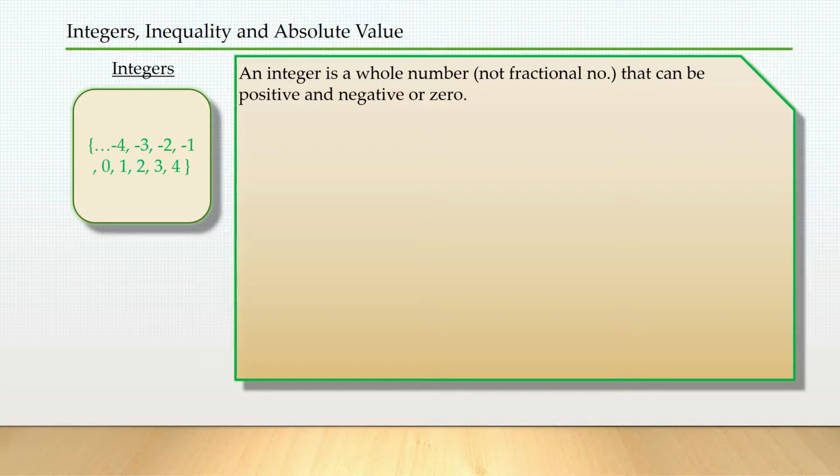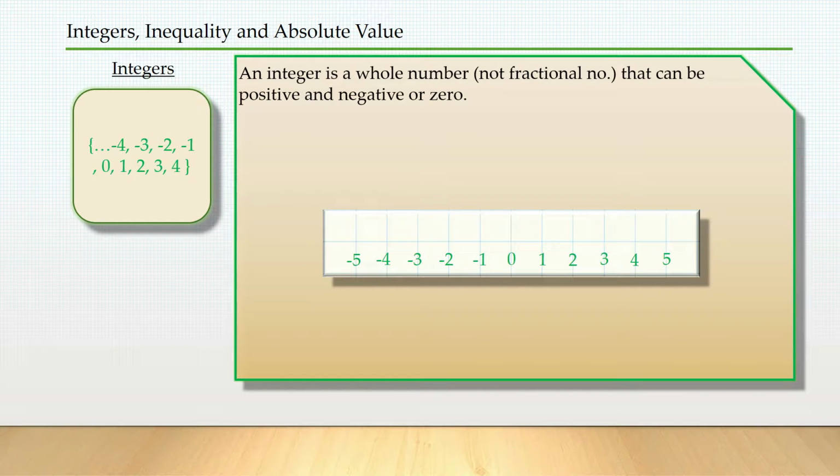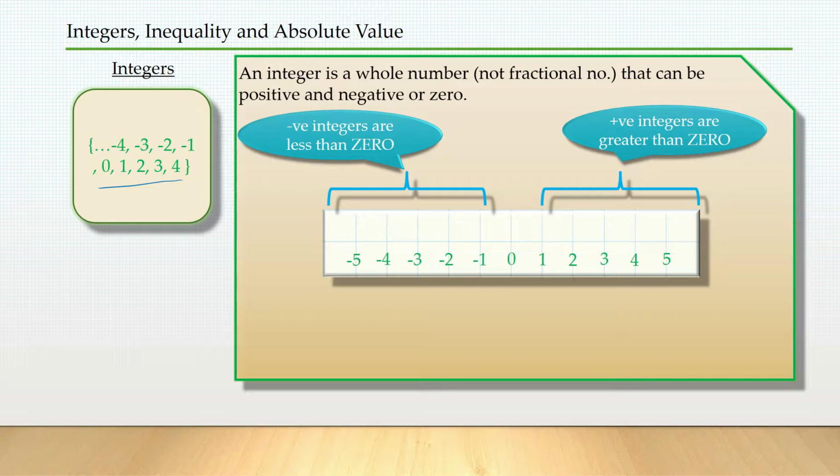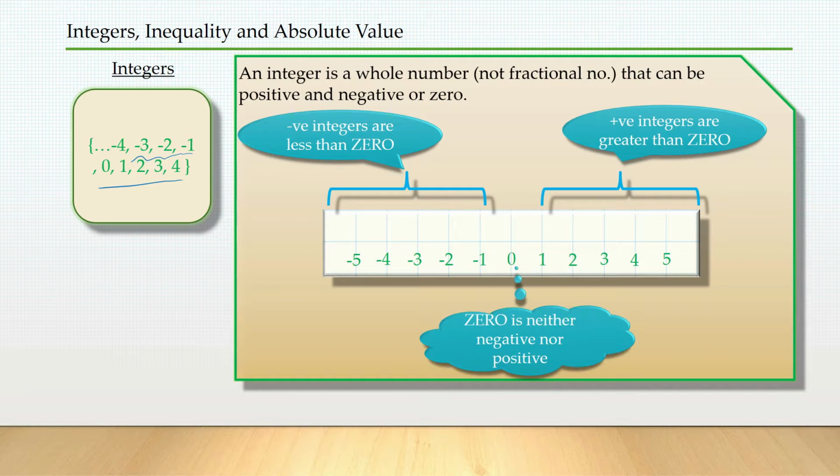Let's start with integers. An integer is a whole number, not a fractional number, that can be positive, negative, or zero. Integers can be represented as points on a number line. Positive integers are greater than 0, like 1, 2, 3, 4, and so on. Negative integers are less than 0, like -1, -2, -3, and so on. 0 is neither negative nor positive.